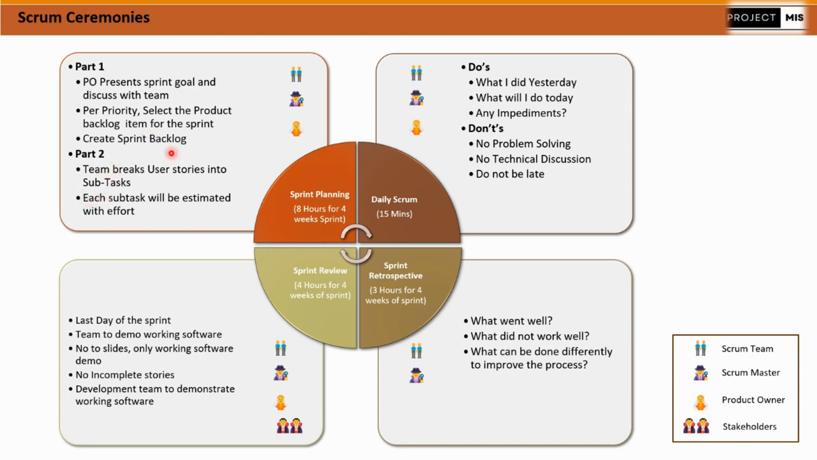Now part 2 says the team breaks user stories into subtasks. Assume the user story says I have to develop one user screen to enter user details, where the user can enter their personal details, name, address, for example. So that is one functional story. But when developers are working on that story, they cannot work on it single handedly. That story has to be divided based on the function.